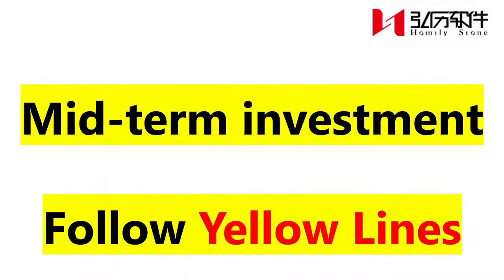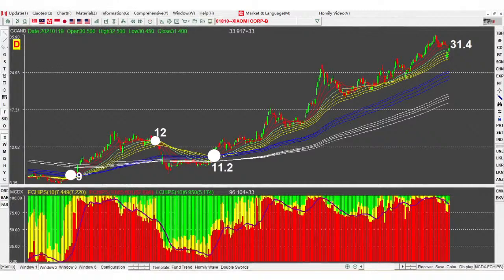For midterm investment, see, if you don't like the long term is more than 1 year, right? So for most of us, we cannot stand so long time, and maybe you can consider the midterm. Midterm also means the wave trading. Wave trading is 3 weeks to a few months. So for this kind of investment, we can follow the yellow line. This is Xiaomi yellow line.